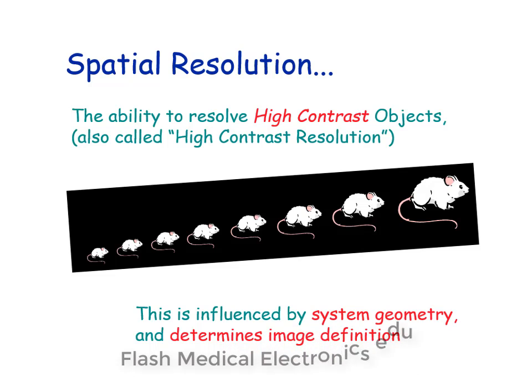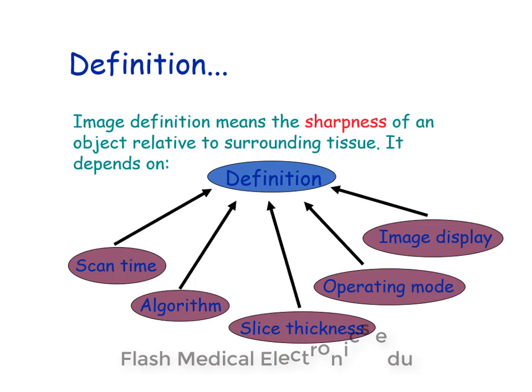The ability to resolve high contrast objects, also called high contrast resolution. This is influenced by system geometry and determines image definition. Spatial resolution. Definition. Scan time. Algorithm. Operating mode. Slice thickness. Image display. Image definition means the sharpness of an object relative to surrounding tissue.